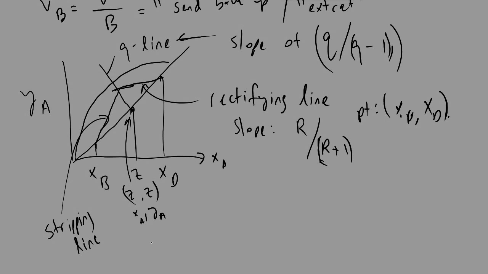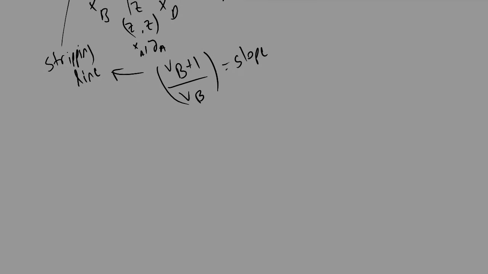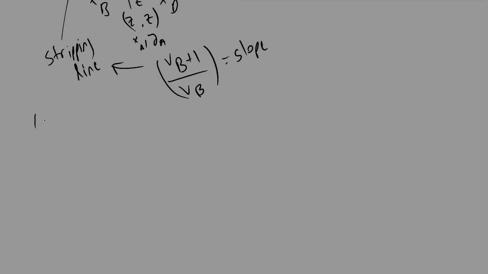And this stripping line corresponds to the bottom half, or the trays below our feed tray. And it will have a slope of the boil-up ratio plus 1 divided by the boil-up ratio, so VB, and this is equal to the slope, as well as a point of XB, XB. So if we were plotting this in MATLAB, we would plot a diagonal, our equilibrium curve, and these coordinates. And a common question you'll be asked to solve using McCabe Thiele diagrams would be how many trays will be required given a certain number of constraints.